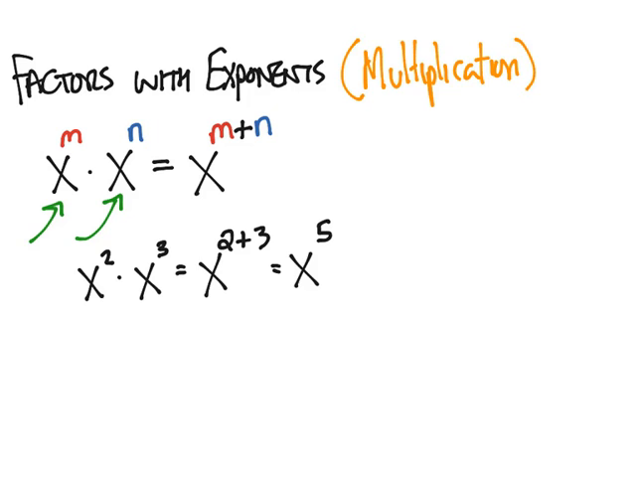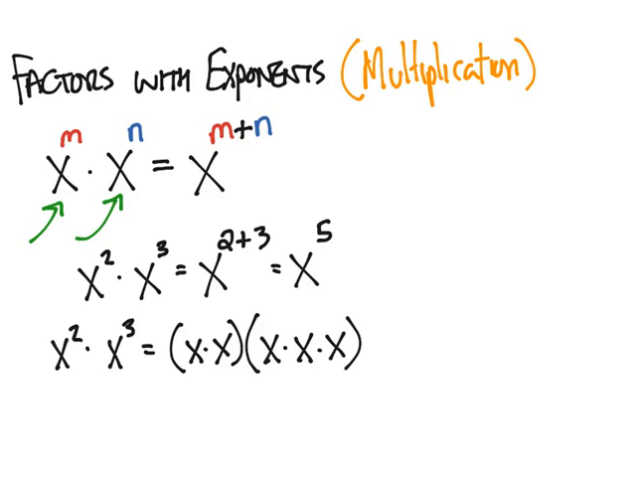In order to show how this works, let's look at a proof. X squared times x to the third could be rewritten as x times x times x times x times x. In this case, x squared was rewritten as x times x, and x to the third was rewritten as x times x times x. As we work through this, we know that we have 5 values of x that are each raised to the first power. As a result, it shows that these are equal to x to the fifth.